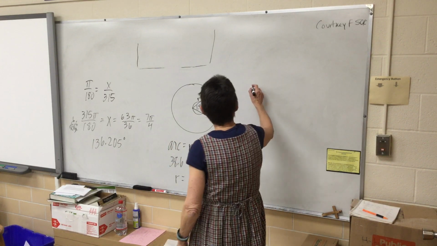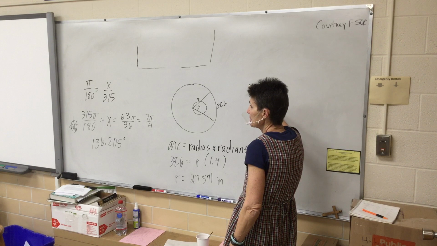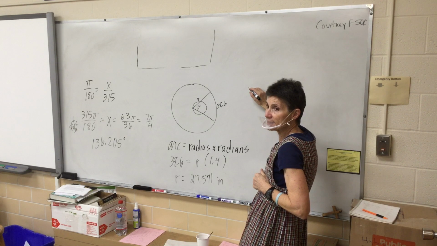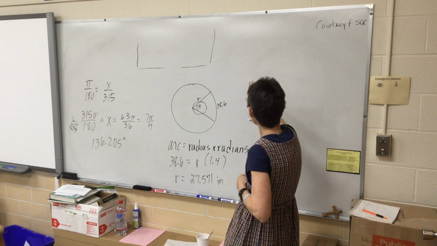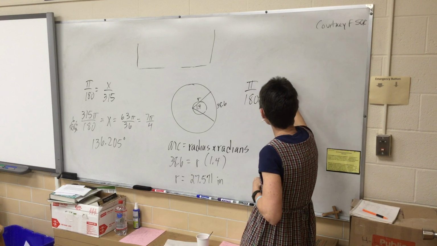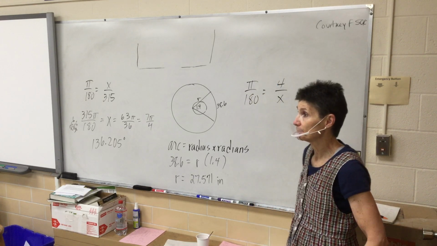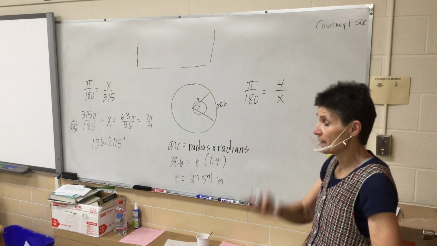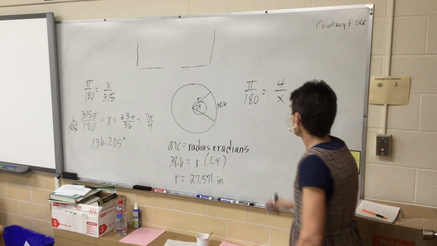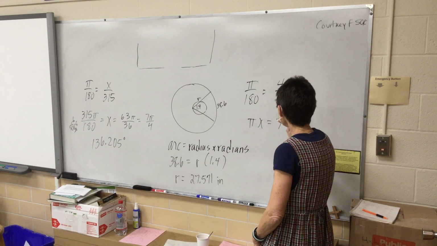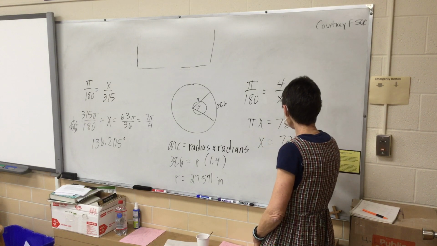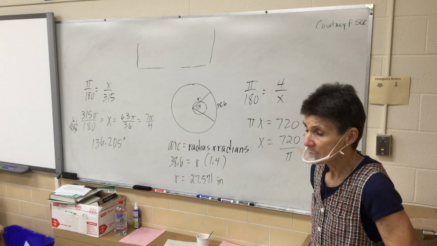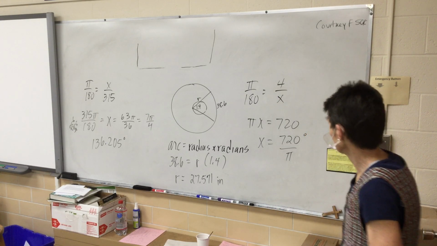4 radians are how many degrees? It's that question exactly, only the other way around. This time I need the degree measure. So pi radians is 180 degrees. 4 radians is how many degrees? I can use exactly the same proportion, changing from degrees to radians or radians to degrees. So pi x equals 720, and x equals 720 over pi degrees. That's the degree measure for 4 radians.